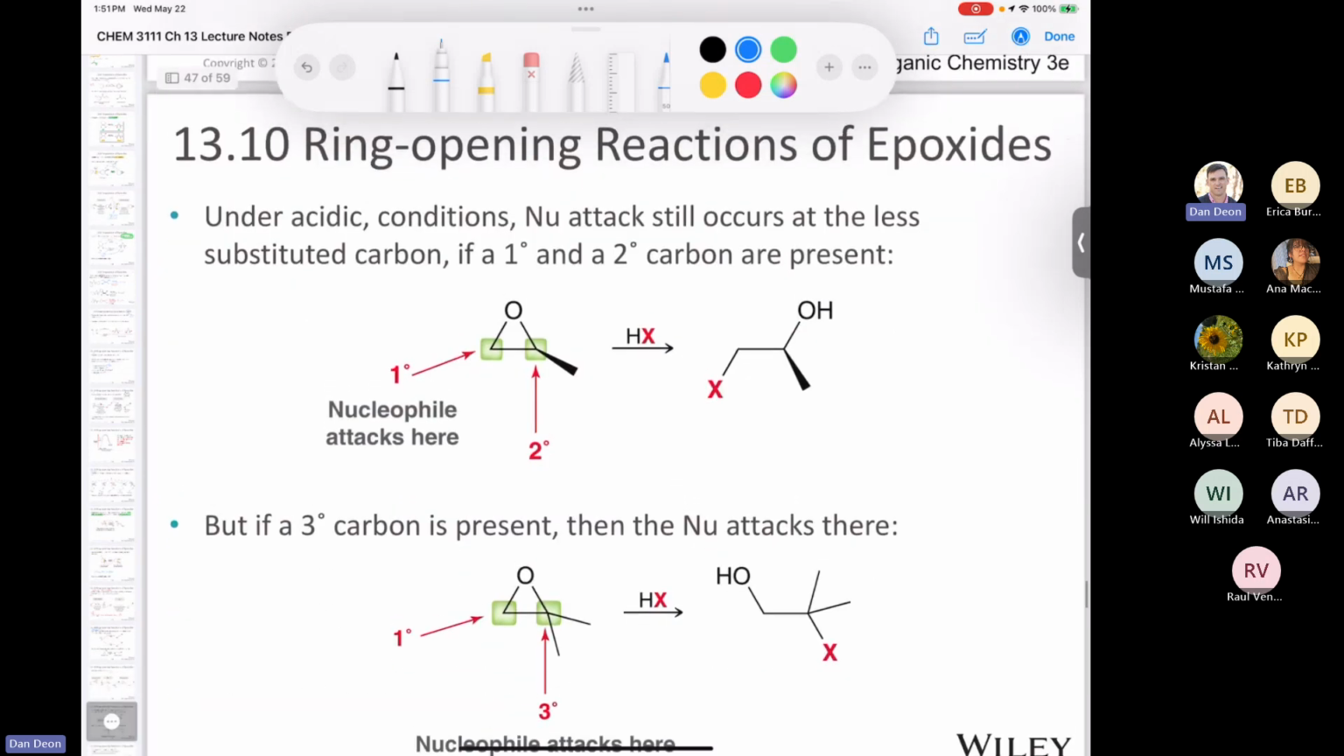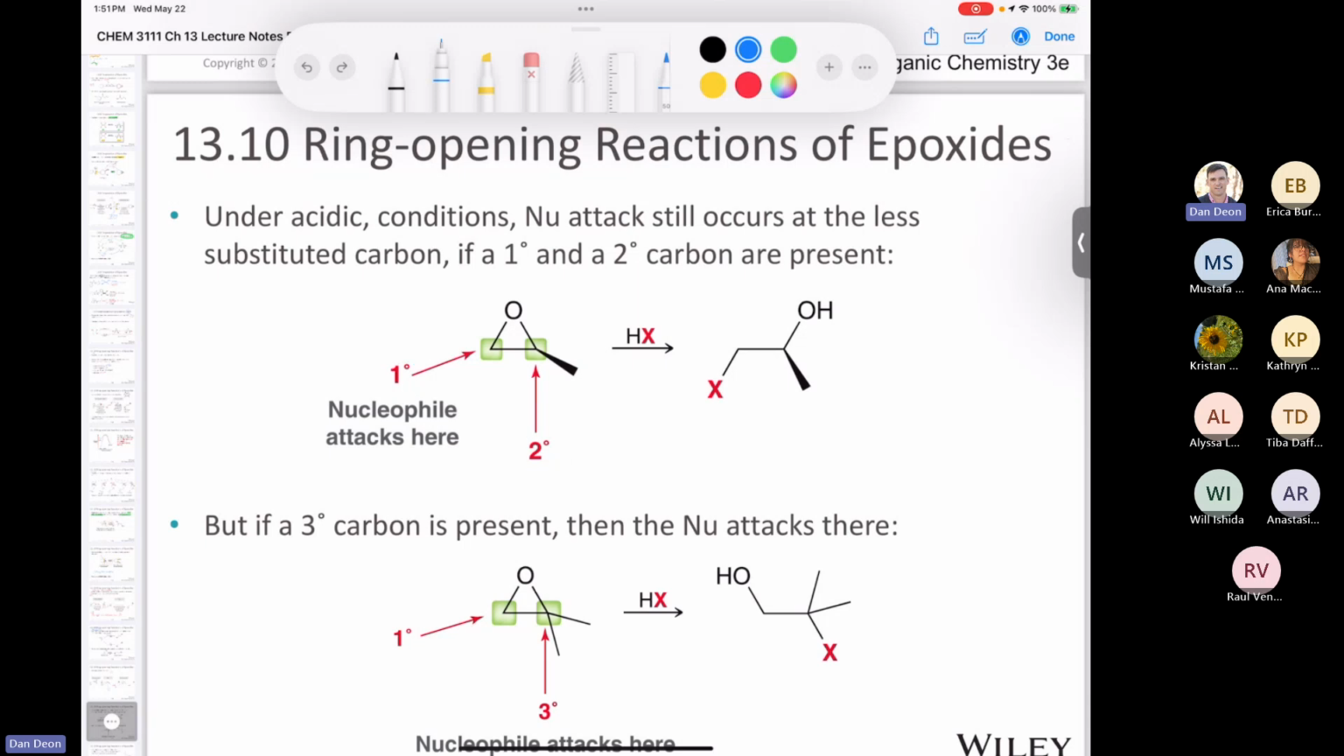All right. Now here's where it gets really kind of wacky for a second. The regioselectivity is a little tricky. You ready for this? If you have a primary and a secondary carbon, what's going to happen is the nucleophile is going to attack at the least hindered carbon. You're like, that's not too bad. That's just like the first part, right?